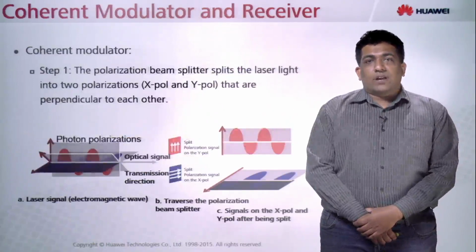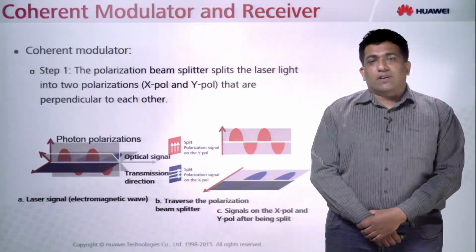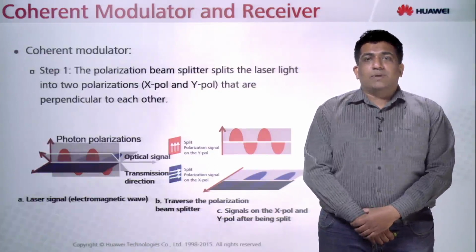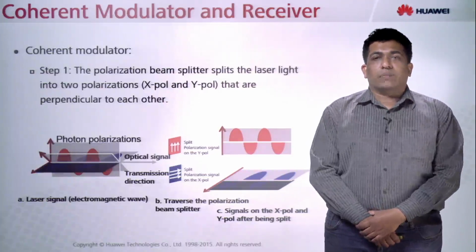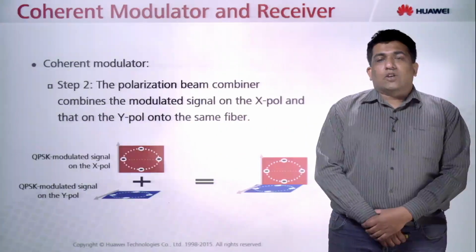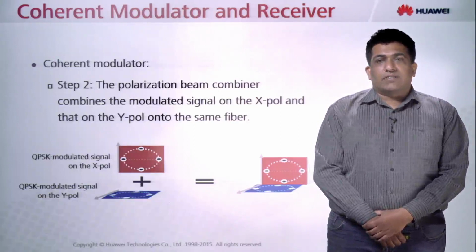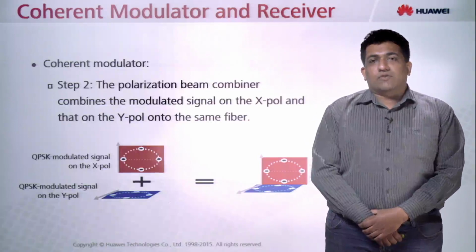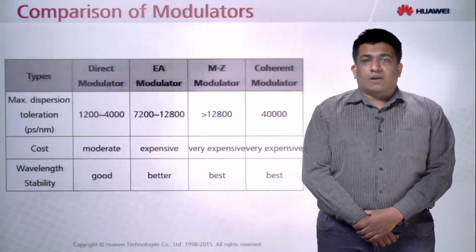Then we have the coherent modulator, which is now a very famous one, together with the 40 gig coherent technology and 100 gig coherent technology. How does it work? Here, the polarization beam splitter splits your signal into two polarizations, which are your X pole and Y pole, as you can see from here. And then the moment it goes out, this combiner combines these two modulated signals on the X and Y pole in the same fiber, and then transmits out. So this gives us the capacity to increase our lambda level up to 40 to 100 gig per lambda.